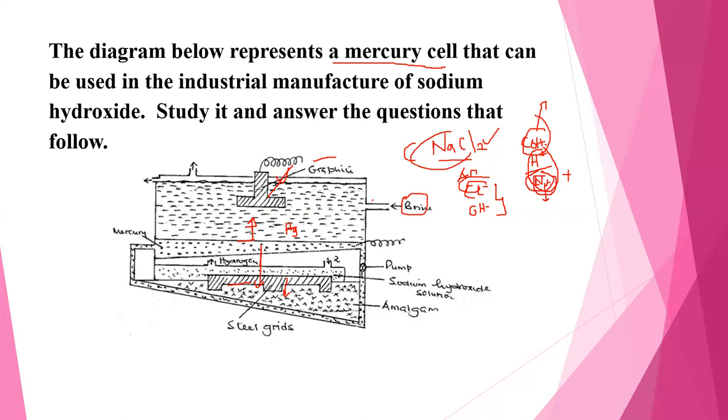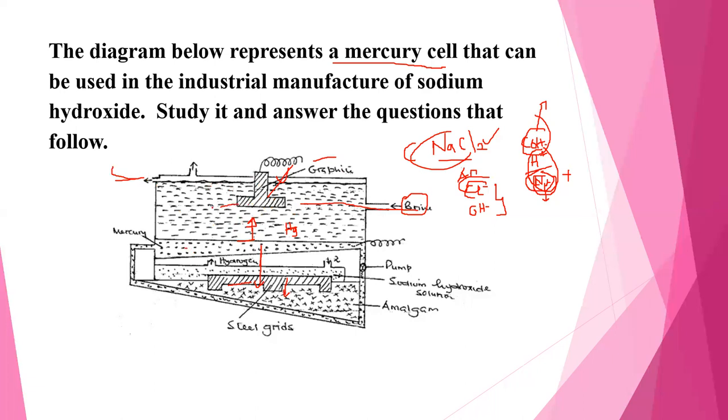Then this brine should continue moving, to ensure that there is a high concentration of sodium ion and the chloride ion. It will circulate as it moves out; it gets in and gets out this side. Then we have this mercury.